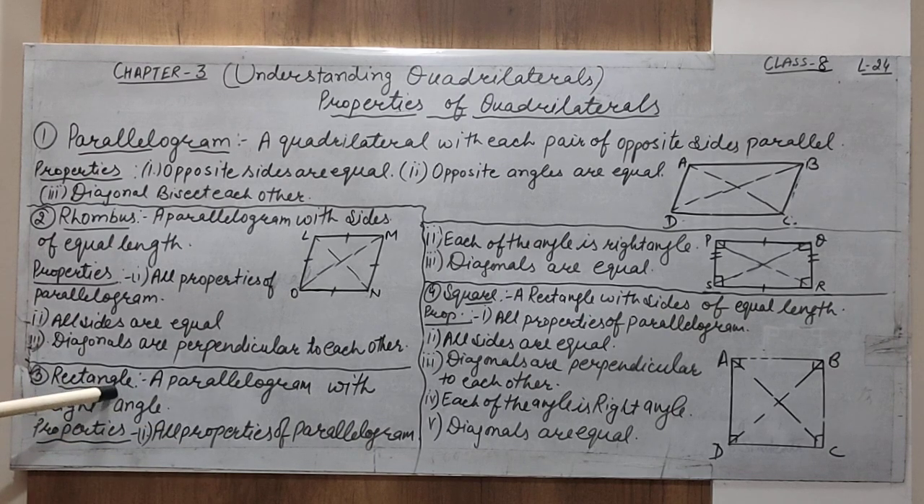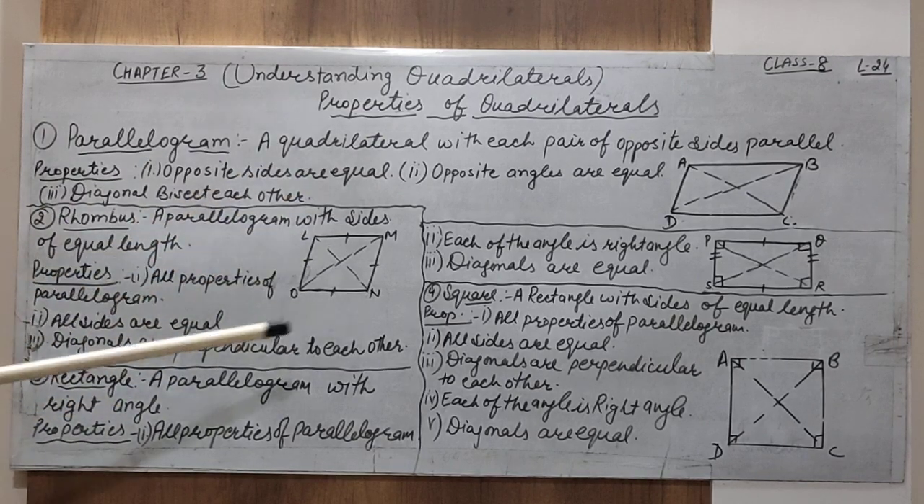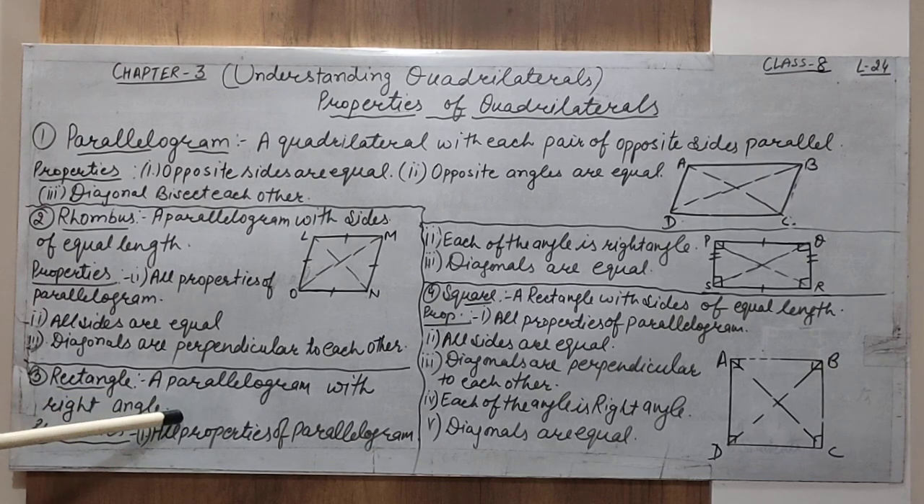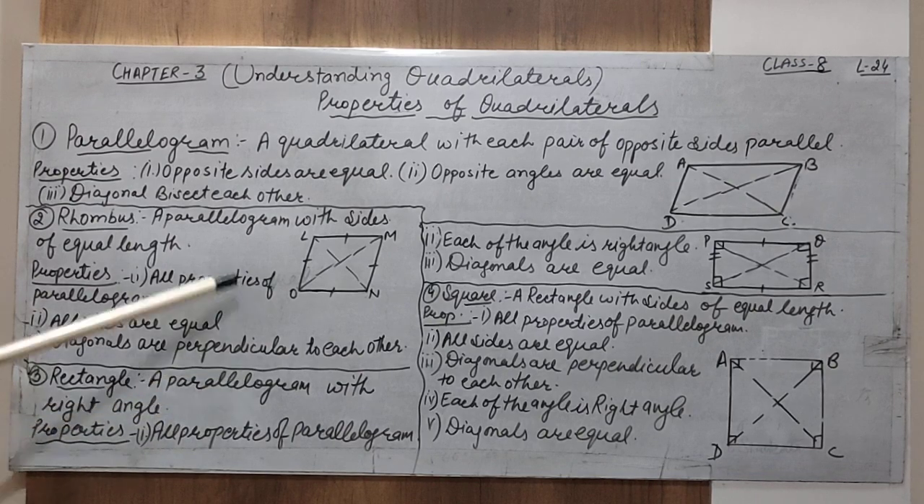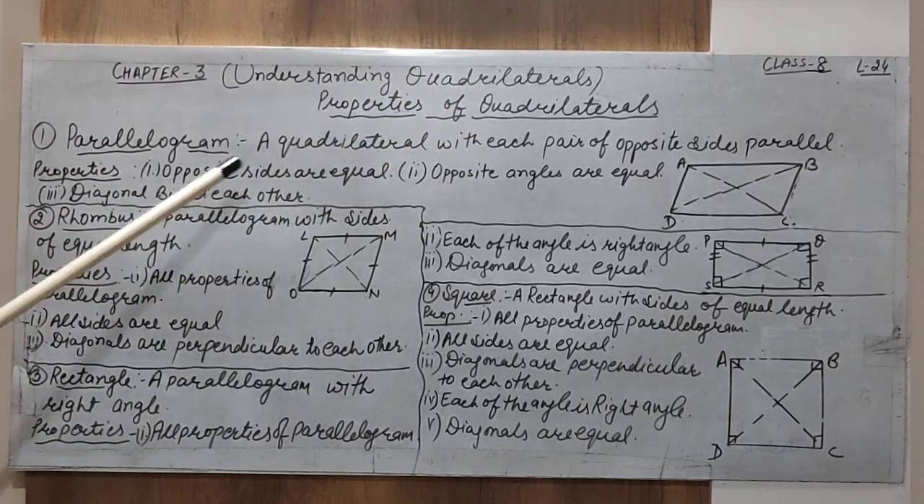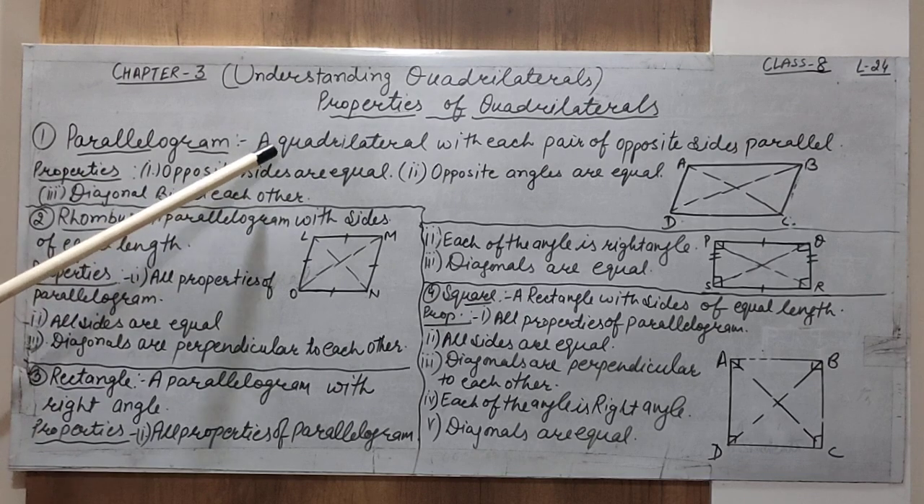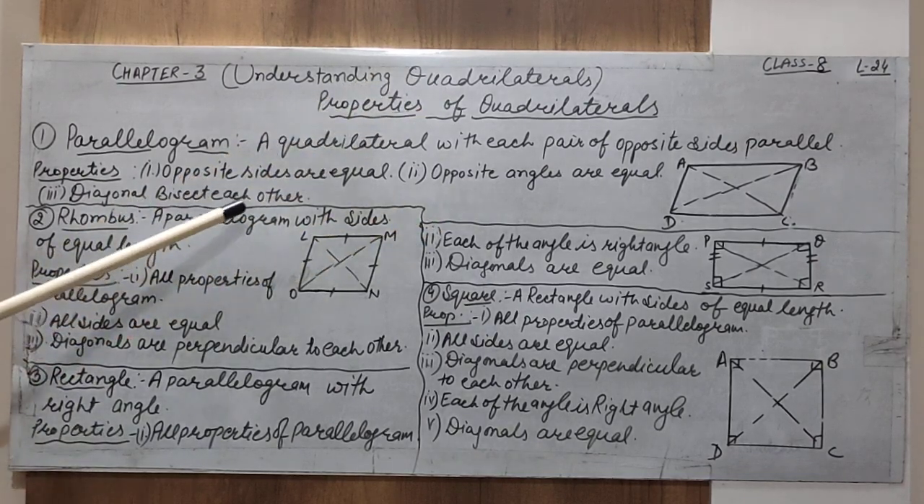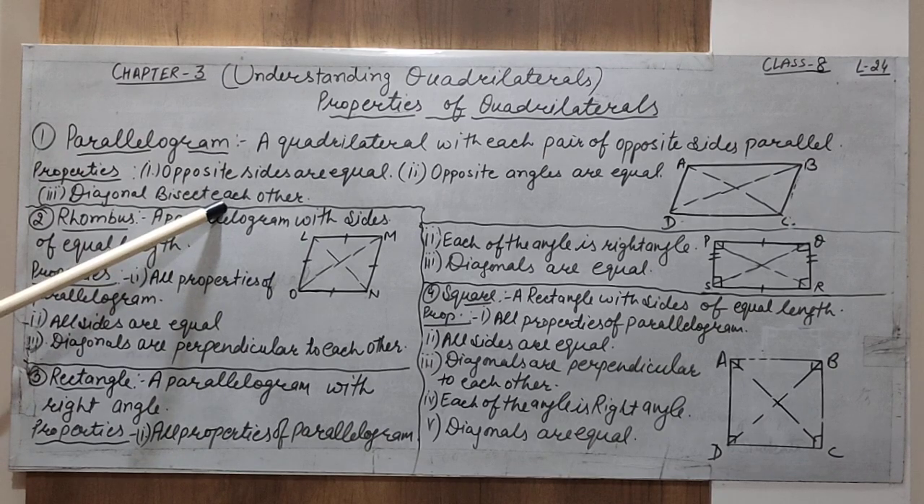Next, rectangle, the third quadrilateral we have selected. We have discussed these, and on all these quadrilaterals we have to do more questions related to angles or sides. So a rectangle is a parallelogram with right angles. A parallelogram means all the properties of the parallelogram are used. That is, opposite sides are equal, opposite angles are equal, and the diagonals bisect each other.